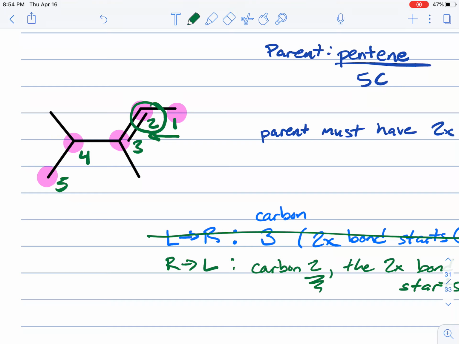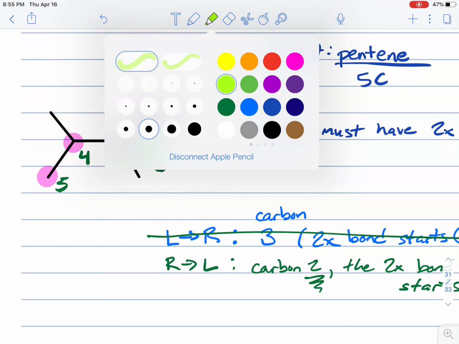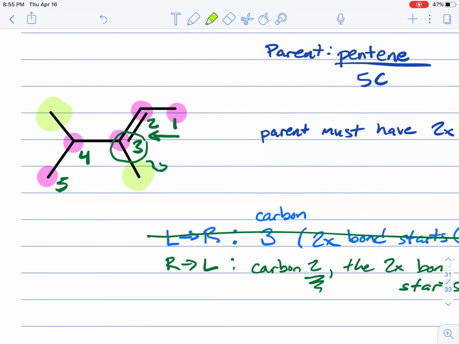And so if I'm going to number my carbons from right to left such that the double bond gets the lowest carbon number, then that means that on carbon 3, I have a methyl group. Once again, let me highlight my substituents. This is a substituent, that's a substituent because it was not in pink. And so this is going to be 3-methyl. This is going to be 4-methyl.